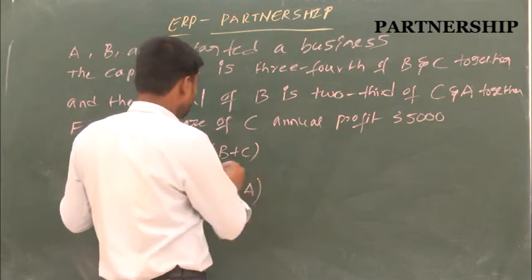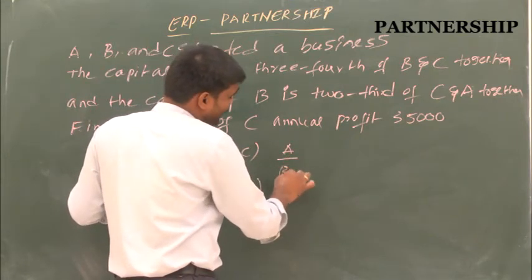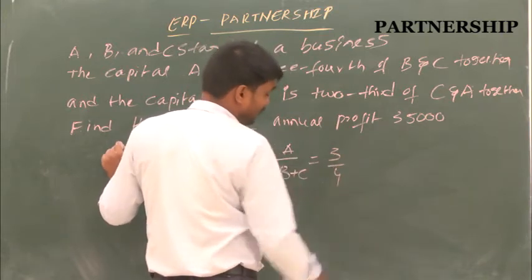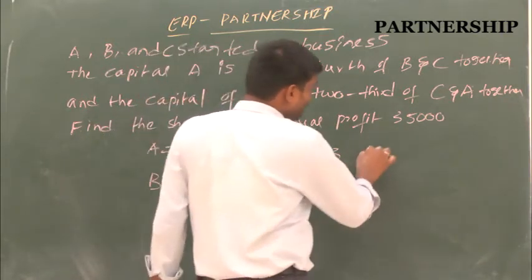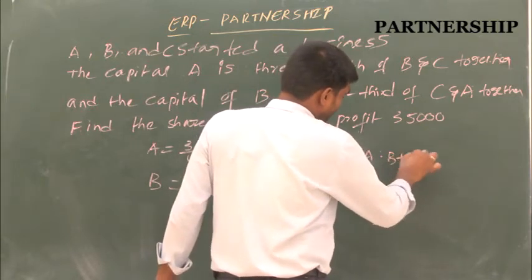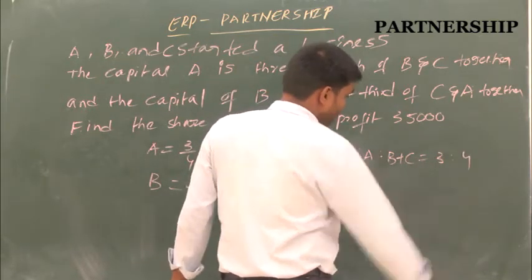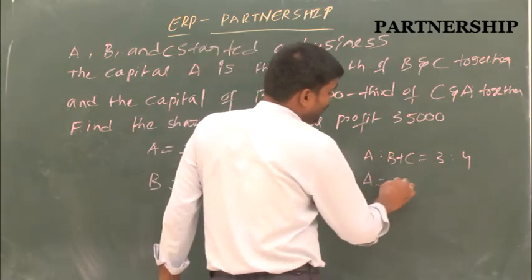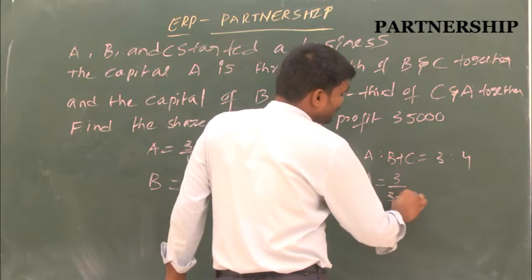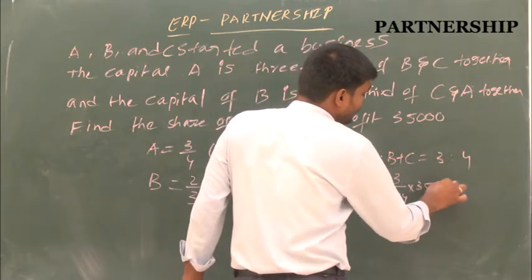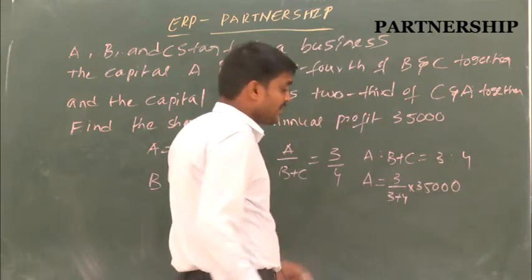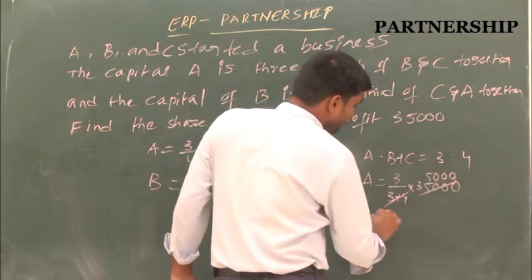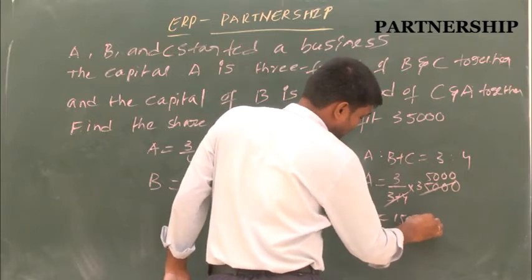This equation means a by (b plus c) equals 3 by 4. That means a is to (b plus c) equal to 3 is to 4. So if you want A's share, it is 3 by (3 plus 4) into 35,000. So that's 7 fives are 35, that is 15,000.